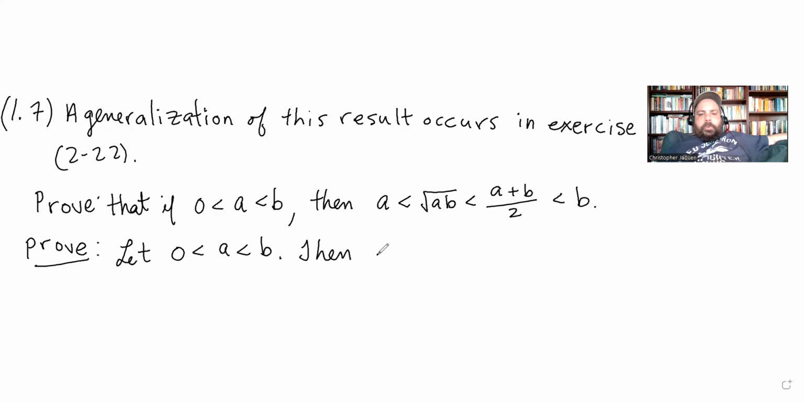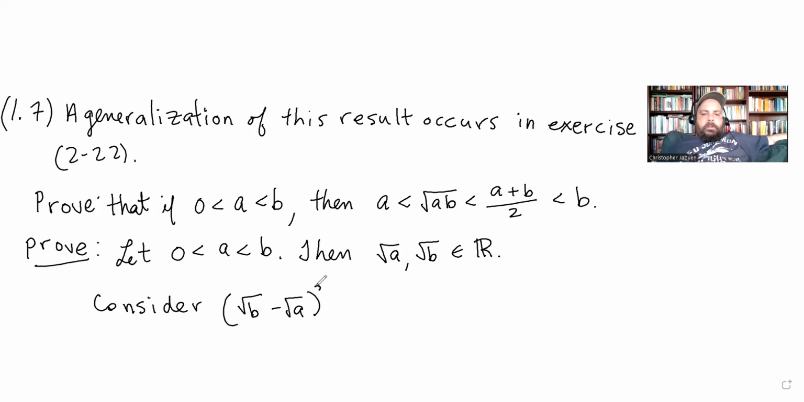Then square root of A and square root of B are real numbers. They're positive real numbers. Consider square root of B minus square root of A, squared. That's positive because the square is greater than or equal to 0.